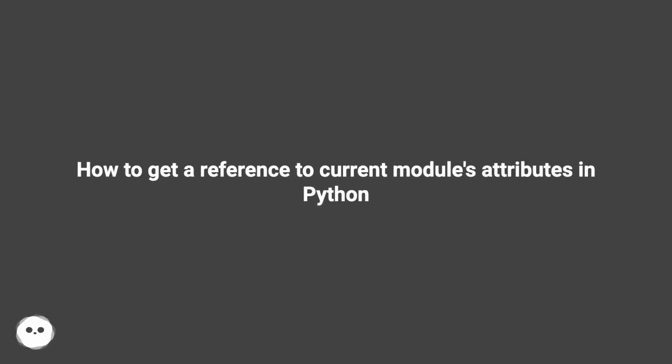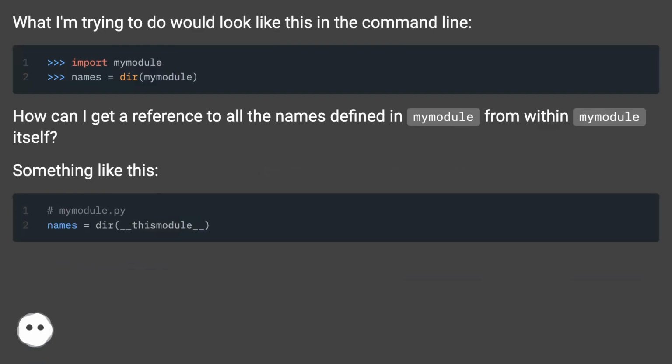How to get a reference to the current module's attributes in Python. What I'm trying to do would look like this in the command line. How can I get a reference to all the names defined in MyModule from within MyModule itself? Something like this.